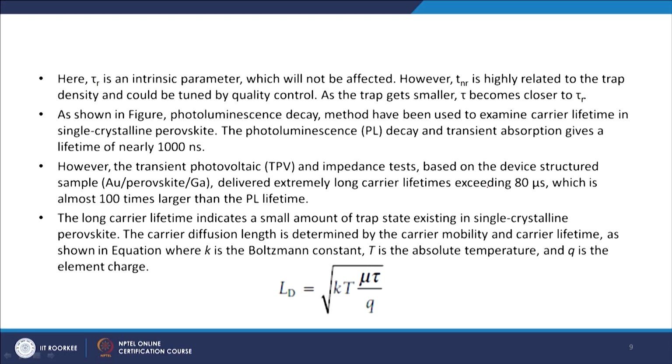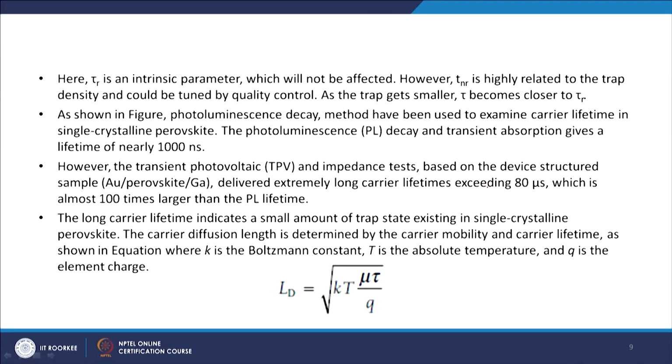Just as we mentioned, tau R is an intrinsic parameter which will not be affected. However, tau NR is highly related to the trap density and could be tuned by quality control. As the trap density gets smaller, tau becomes close to tau R. So, in principle, let us say somebody has made a perovskite single crystal with almost no trap, or let us consider an ideal hypothetical situation where there is no trap. I know that is not possible in reality. In that case, there is no component due to the non-radiative part, so everything comes from radiative recombination, a very ideal situation to have, but not possible in reality.